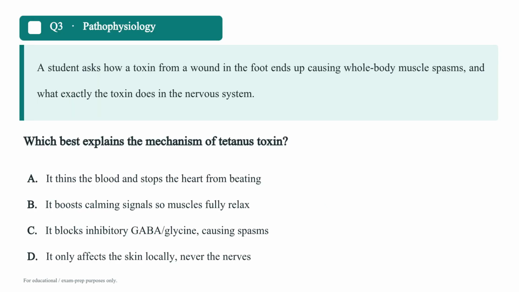Question 3. A student asks how a toxin from a wound in the foot ends up causing whole body muscle spasms and what the toxin does in the nervous system. Which best explains the mechanism? Option A. It thins the blood and stops the heart from beating. Option B. It boosts calming signals so muscles fully relax. Option C. It blocks inhibitory GABA and glycine, causing unopposed spasms. Option D. It only affects the skin locally, never the nerves. Pause here and choose your answer.